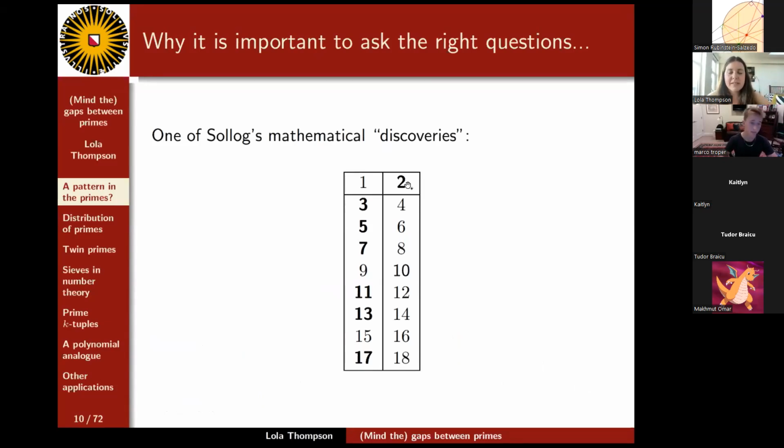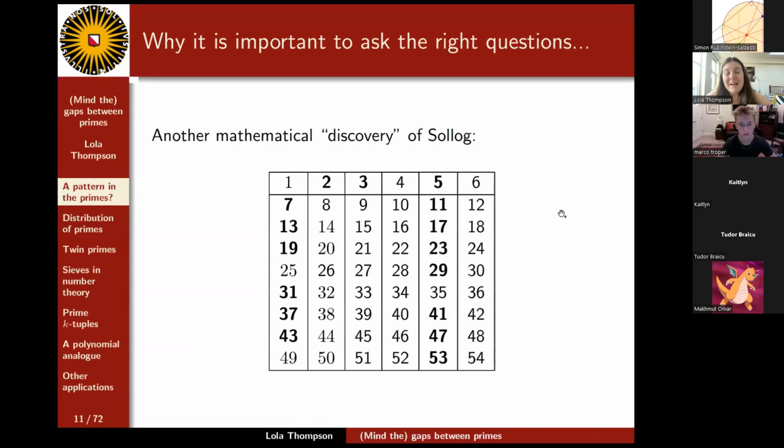So he just started by saying, okay, we have 1, 2, 3, 4, like that, going back and forth between the columns. And he said, wow, almost all of the numbers that are prime end up being in this first column. The only exception is the 2 that's in the second column. Another discovery that he claimed to make is he tried making 6 columns instead. And he noticed that all of the primes after the first row seem to fall into either column 1 or column 5. So let's talk about these so-called discoveries of Zolog.